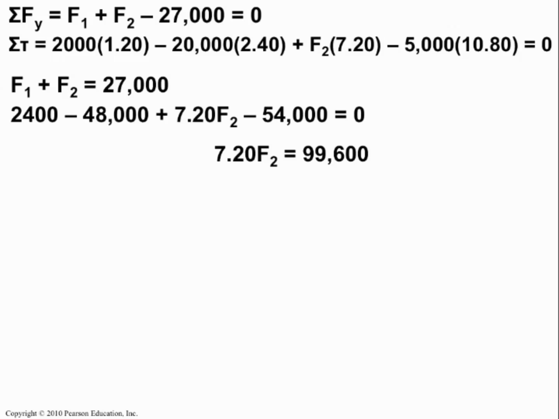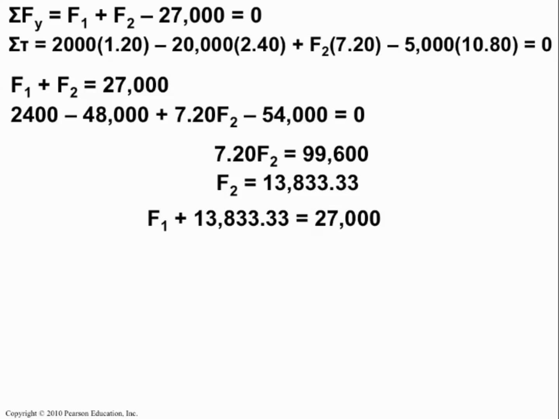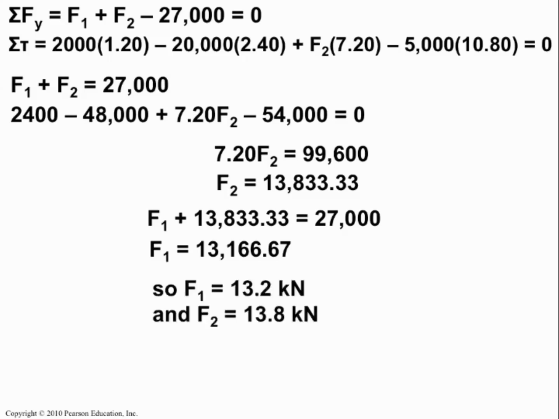Then I simply get F2 by itself on the left and a constant by itself on the right. Now I solve for F2 and I get 13,833.33. Plug that back into the first equation, F1 plus 13,833.33 equals 27,000, and therefore F1 equals 13,166.67. So F1 equals 13.2 kilonewtons, which is of course the same as 1.32 times 10 to the fourth newtons, and F2 equals 13.8 kilonewtons.